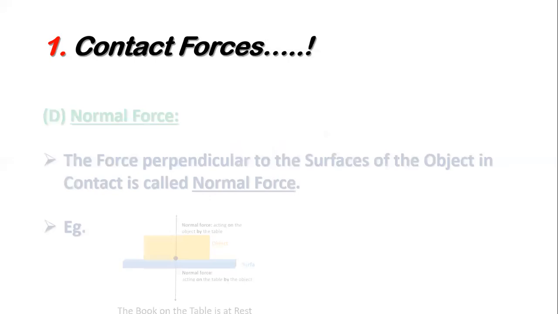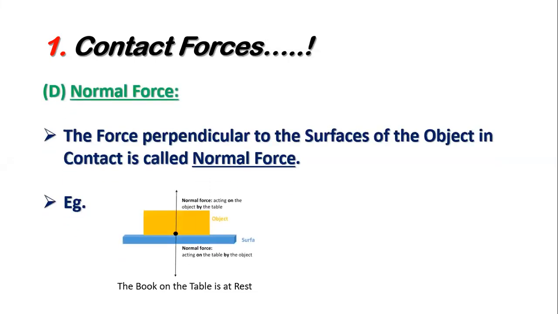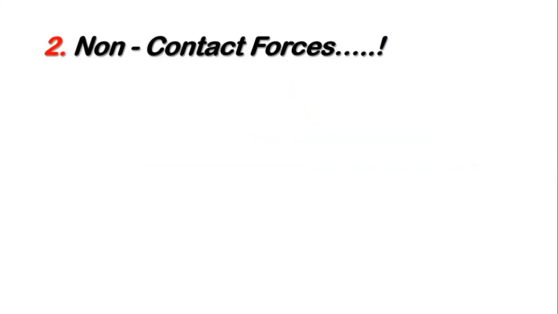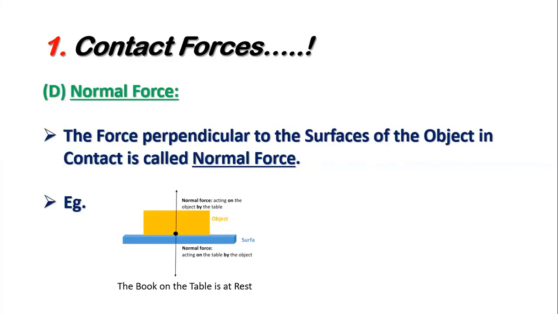Then comes our next force, normal force. The force perpendicular to the surface of the object in contact is called normal force. Basically, normal force is very simple. For example, if I take a surface like shown in the figure, the book on the table is at rest. It is not moving. No motion is applied, but the normal force is applied on the book by the table. Okay.